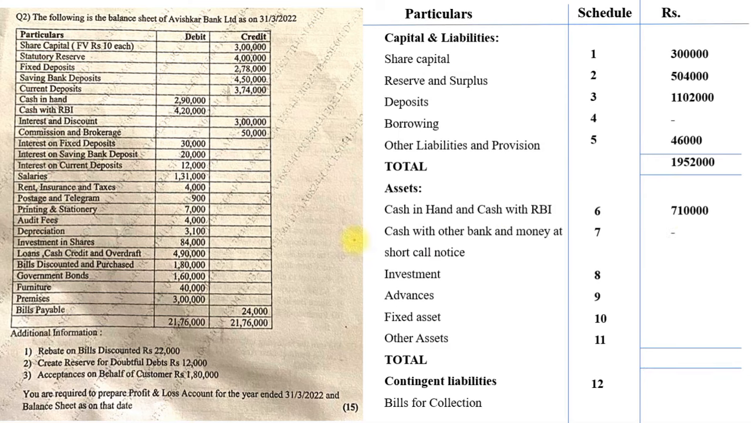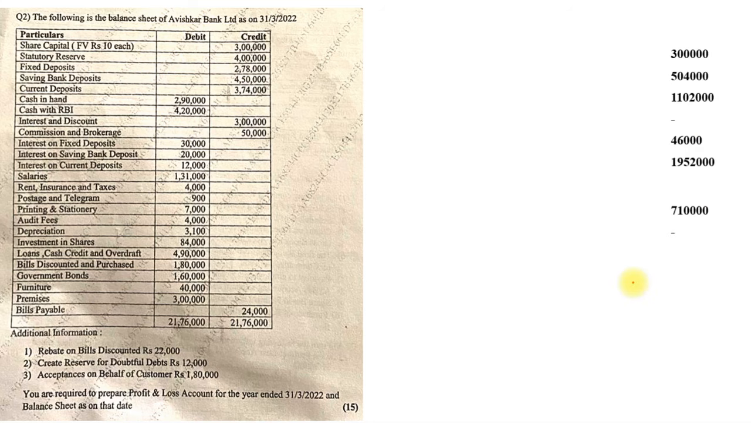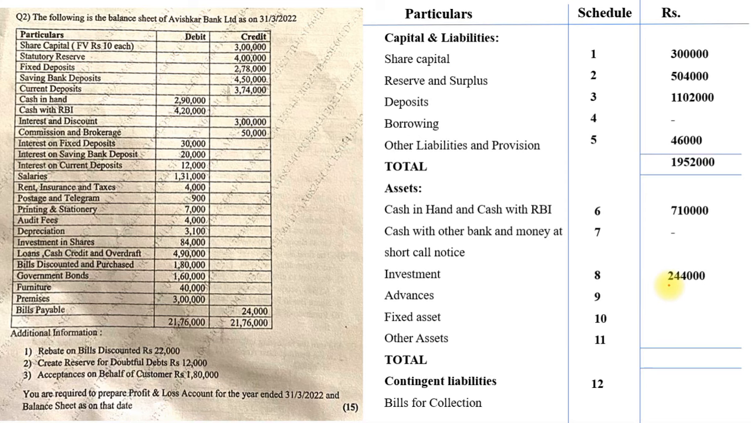Next is investment. Now I can see investment in shares and government bonds. So there are two investments. Schedule number 8, we have investment in shares and investment in government bond. 1 lakh 60, 84, total comes to 2 lakh 44,000. We will substitute this 2 lakh 44,000 in our investment schedule number 8.